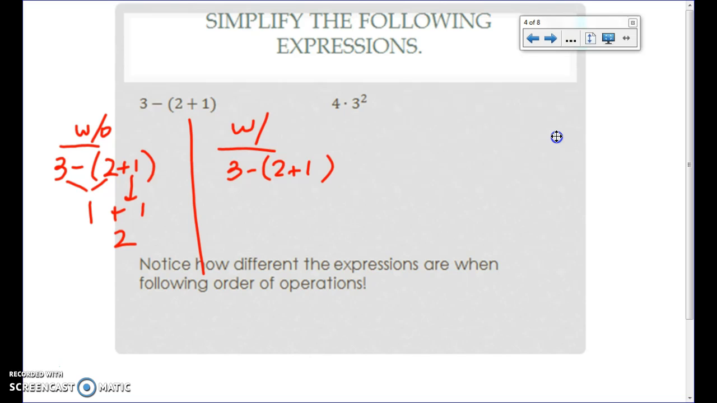However, with order of operations, parentheses come first. So I'm going to look inside the parentheses and I'm going to simplify whatever's in there first. So parentheses, 3 and the minus come down. And in the parentheses, now I have 2 plus 1, which is 3.